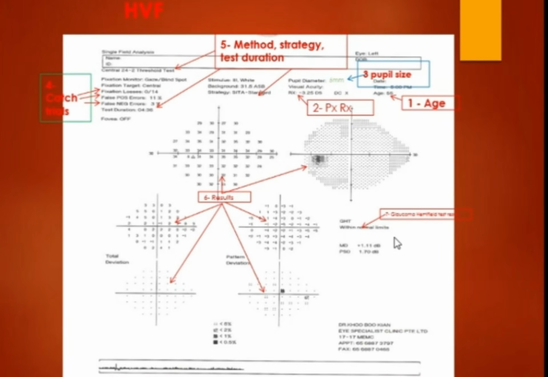You can also see the glaucoma hemifield test on the right side of the printout. The glaucoma hemifield test can be within normal limits, telling you that this person's visual field is still intact. It can be outside normal limits, telling you that this person has severe depression. It can also be borderline.